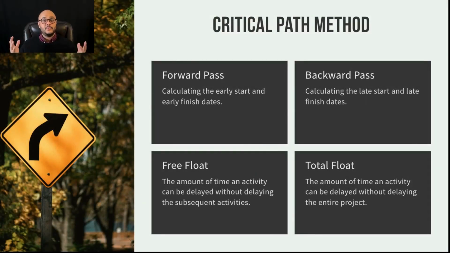Okay, so we are now talking about the critical path and how to calculate it, how to find the critical path manually by hand. This is what's known as the critical path method, and we've already defined a few terms: forward pass, backward pass, free float, and total float. Now, get your cup of coffee ready. This is going to be a long one and a detailed one, but you're going to come out with a lot of good information here.